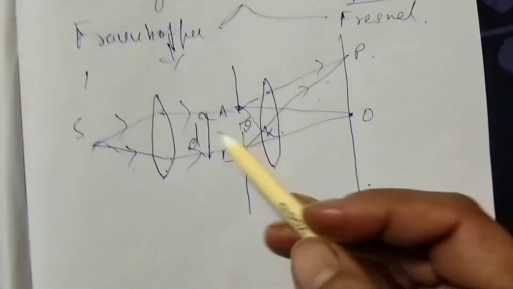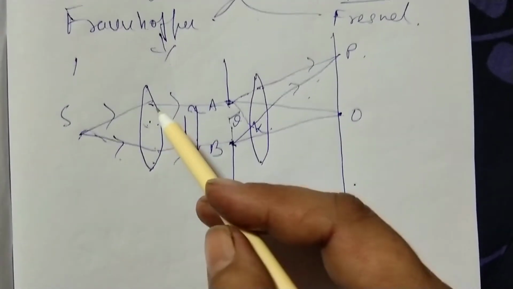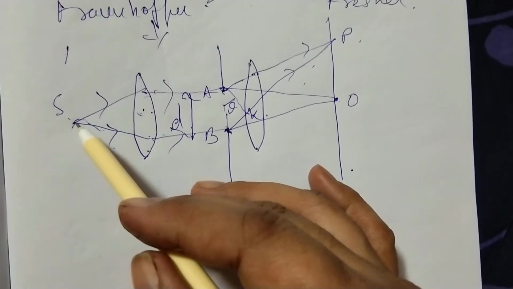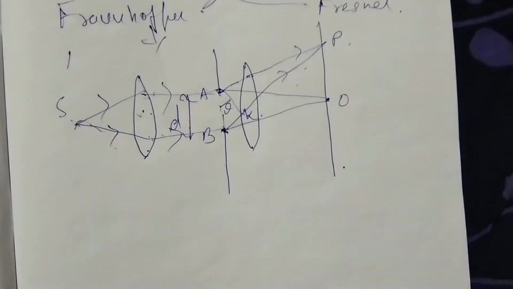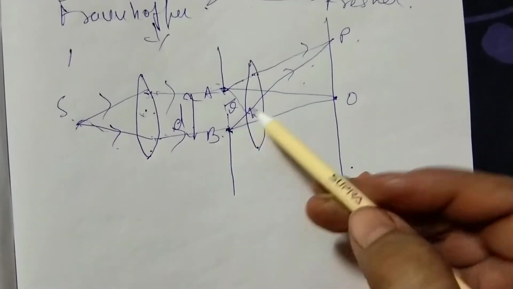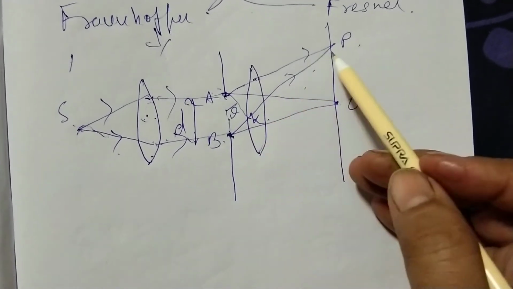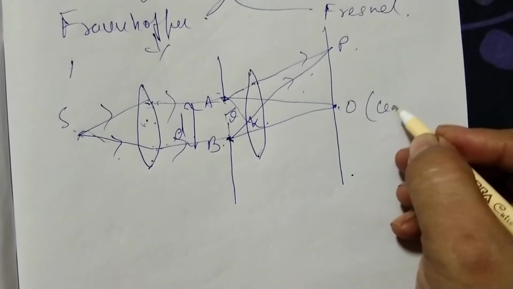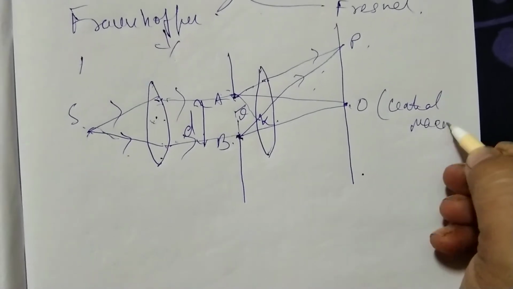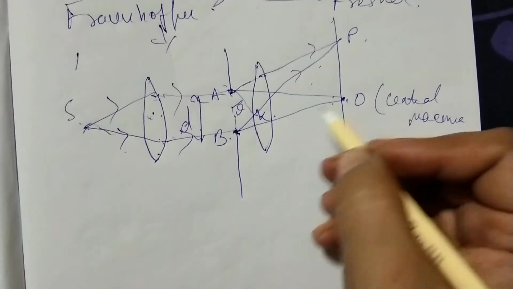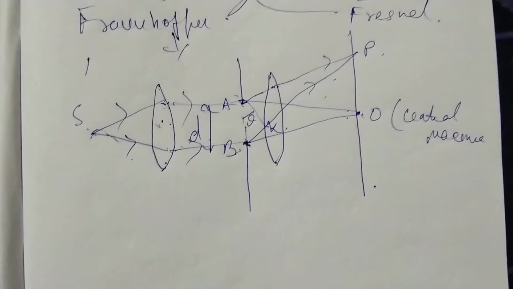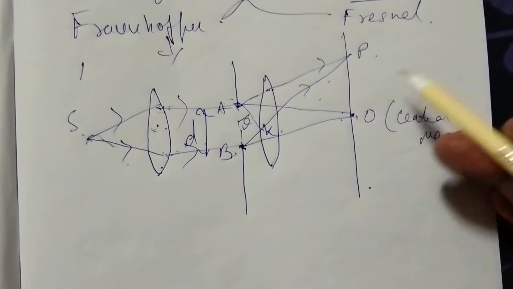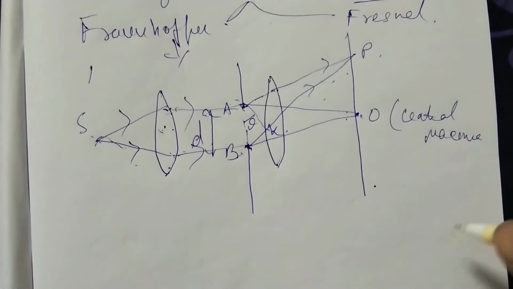Now what exactly is the arrangement? Let me explain. This is the first lens. What is the work of this first lens? It will produce a plane wavefront, because the source is kept at the focus, so you get a parallel wavefront. And then the second lens is there to converge the rays. Now O is always the place of central maxima, because the path difference here is 0. You will get this completely white. P can be any point; it can be a minima or a maxima.